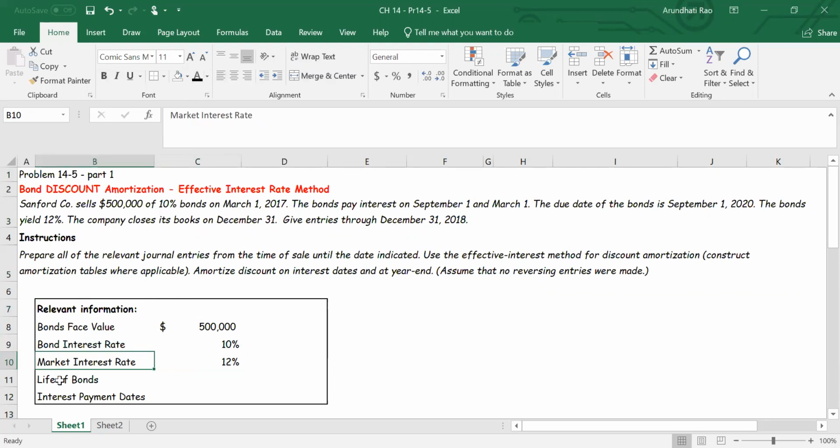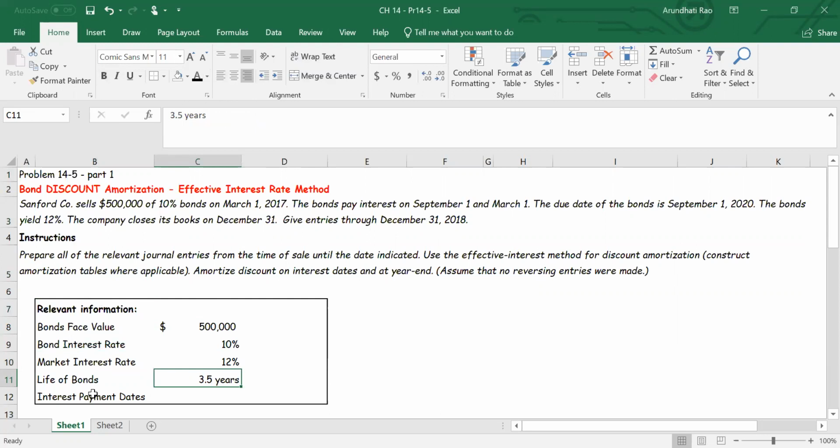The next two pieces of information I need are the life of the bonds and the interest payments when they are made. Life of the bond, if you look at the date of issue and the date it is going to be due, turns out to be 3.5 years. Seems rather odd, but don't worry about that. We'll solve that problem in a second.